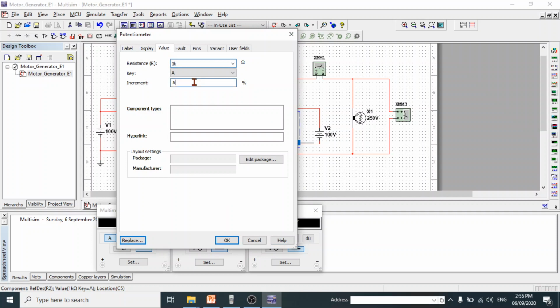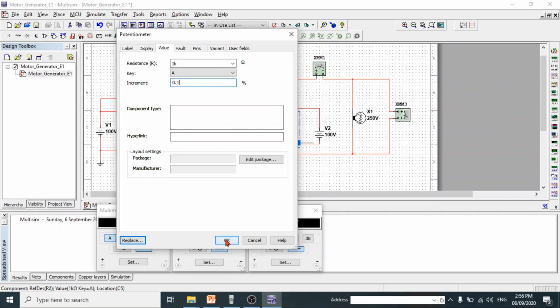Okay, and then make the increment to be 0.1%. That means the increment in terms of the ohmic value would be 0.1. So for example, you start with 0, the next value would be 0.1, 0.2, 0.3, 0.4, and so on. The maximum value of the potentiometer is 1000 ohms.